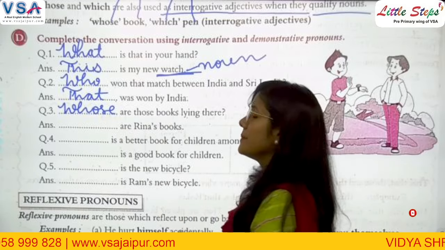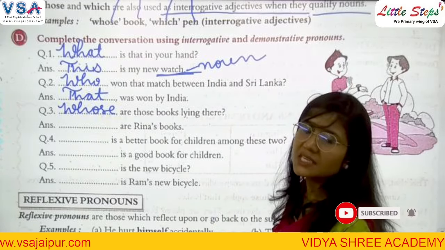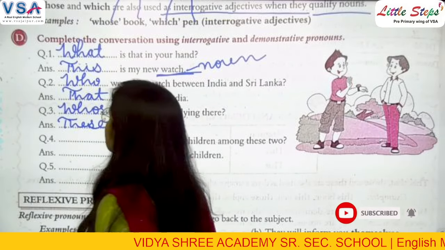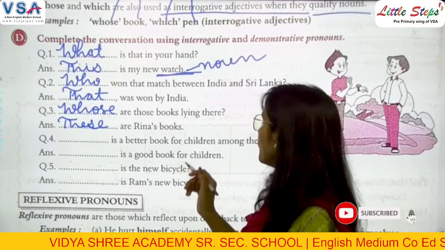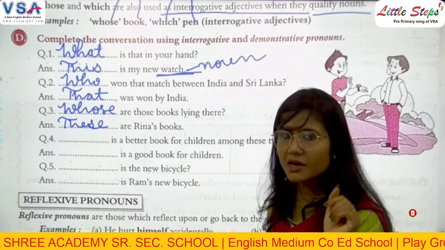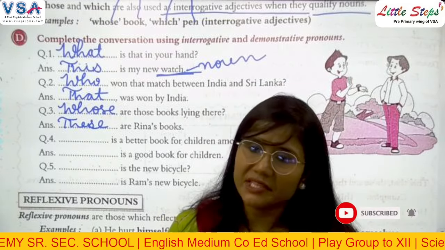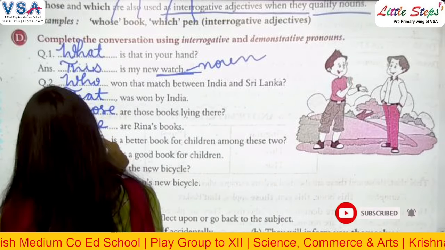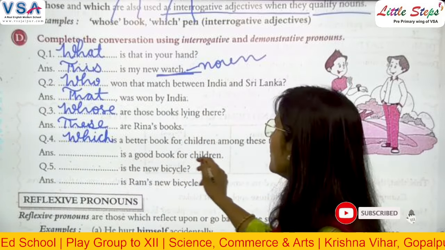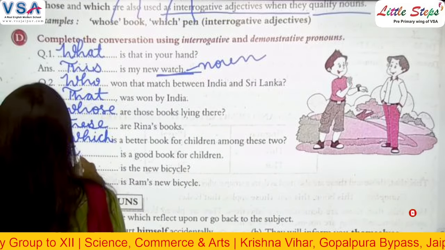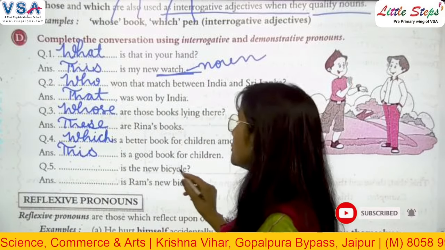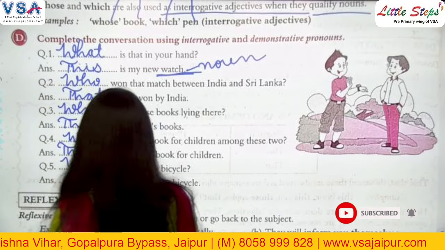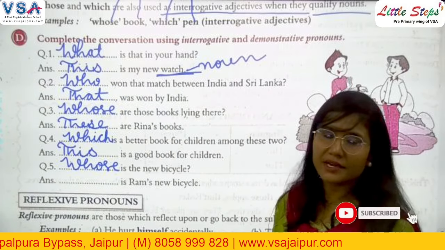Now this is plural. Then what will come here? These, those, and you can write. These are, because this is plural now. Which is a better book for children among these two? Which, I told you that which is used especially for non-living things or animals. So which answer? And what is a good book for children? Now, whose is the new bicycle? किसकी है ये bicycle? Who? Now, this you can write, that you can write.